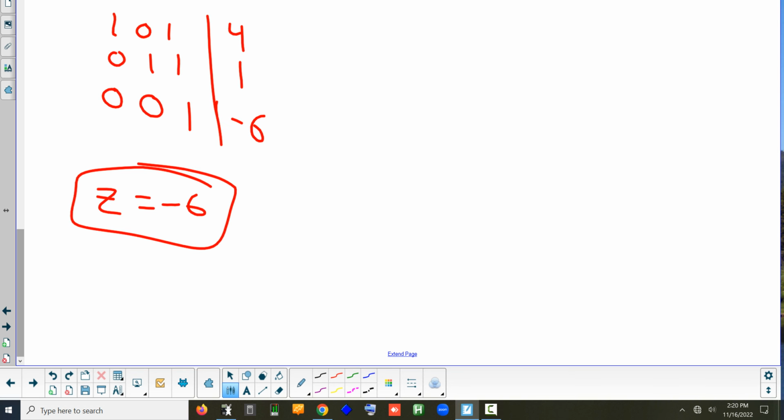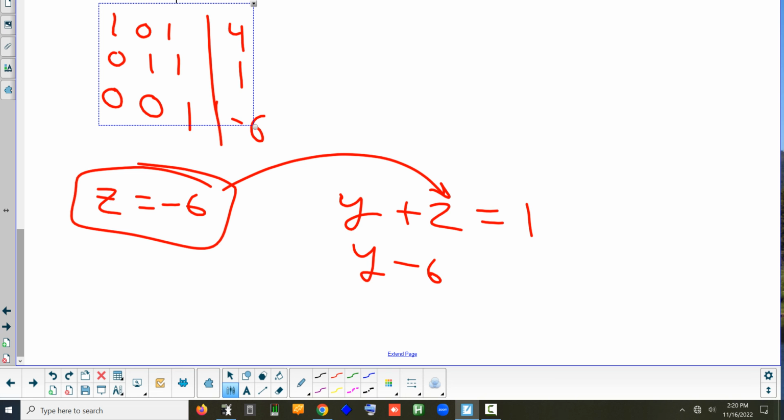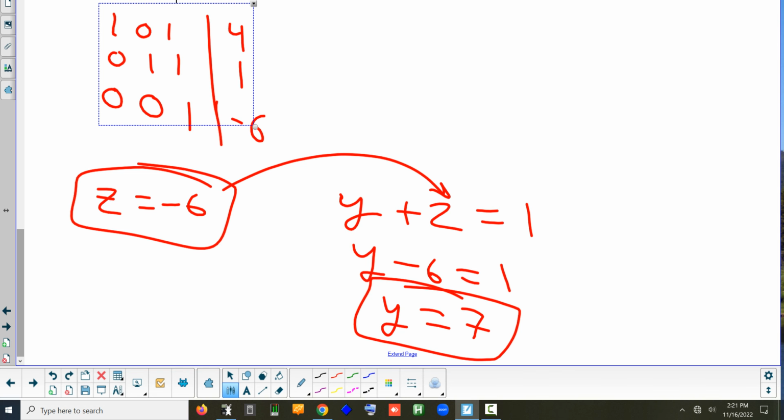How about this middle row? Can someone just read that one back to me? 0x plus y plus z equals 1. And what did we just figure out z is? Negative 6. Y minus 6 equals 1. So what's y? 7. There you go.